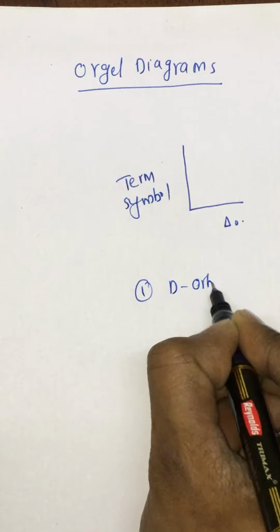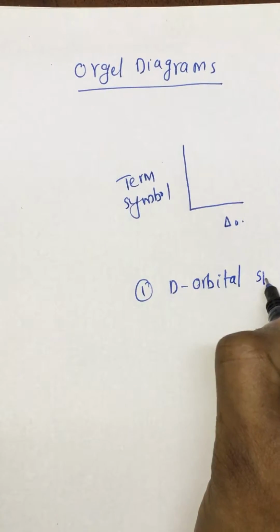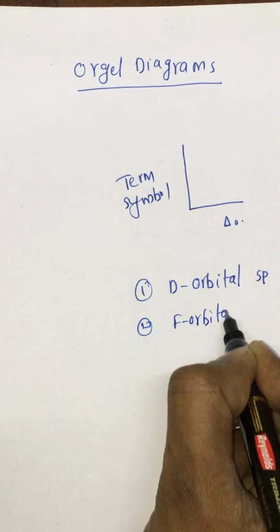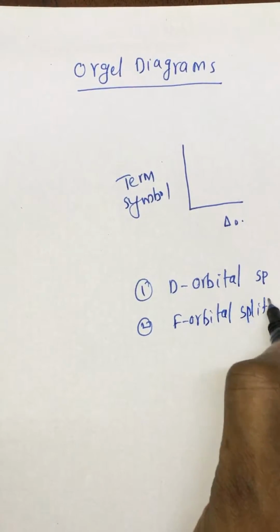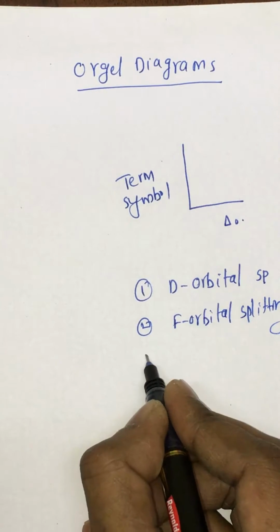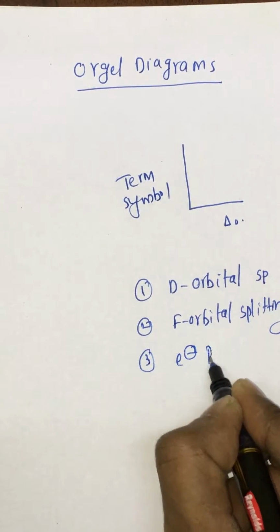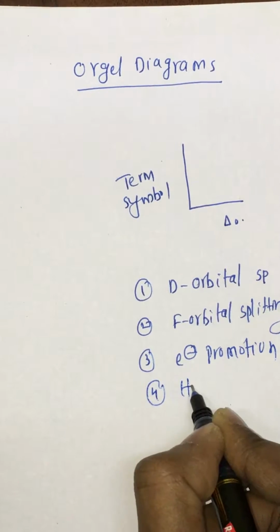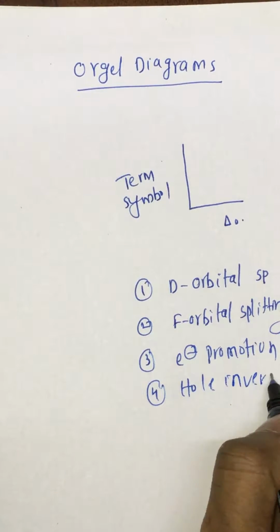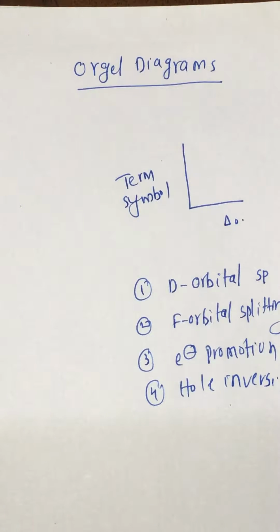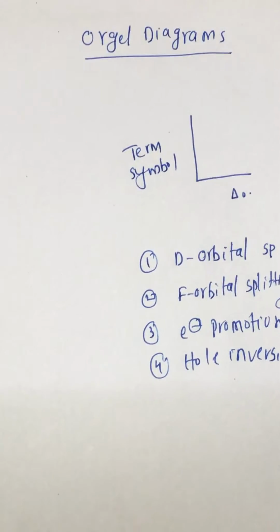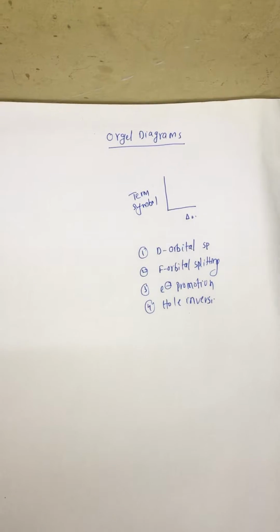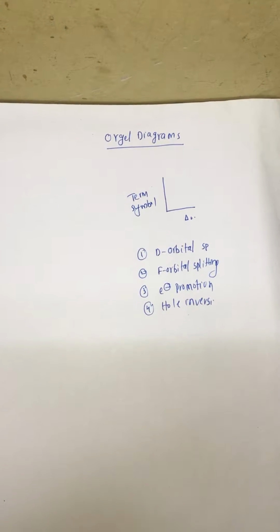splitting and f orbital splitting, and third one is electron promotion, hole inversion. So these are very important to draw the Orgel diagrams.